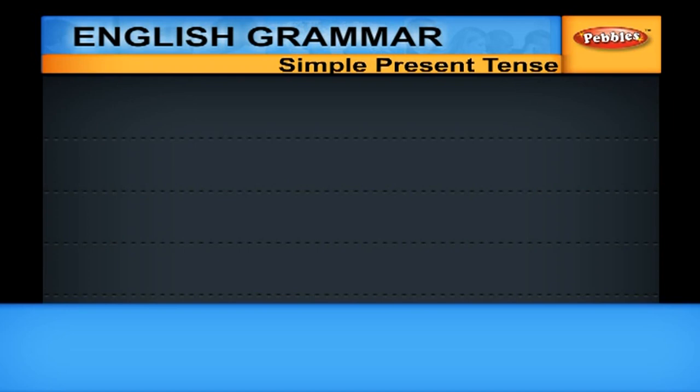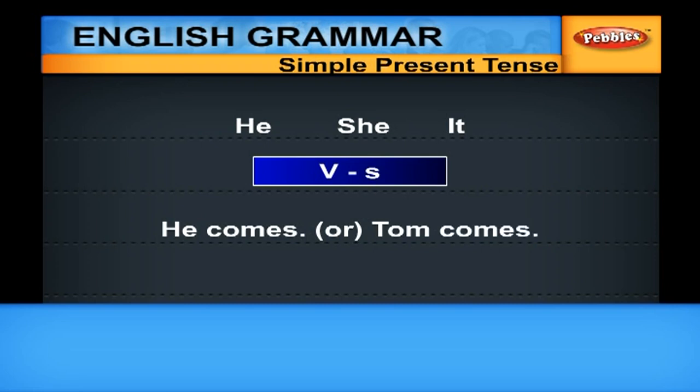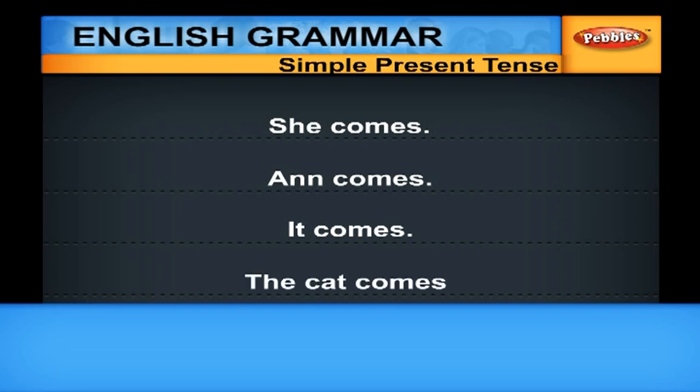If the subject is third person singular, he, she, it, then you have to add S to the verb, VS form. He comes, or Tom comes. She comes, or Anne comes. It comes, or the cat comes.